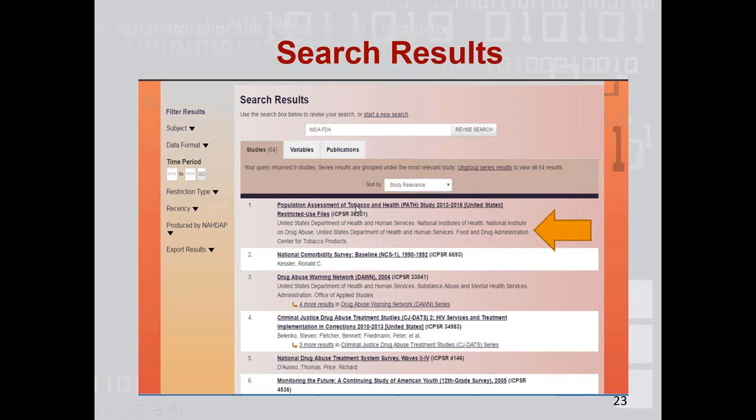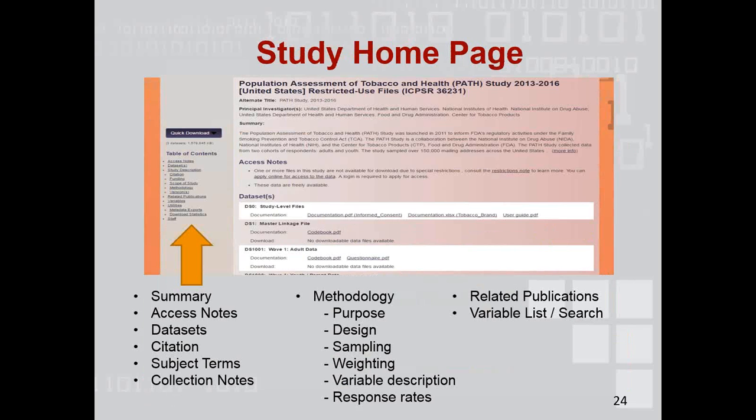Once we have selected the link for the PATH study, that will take us to the study homepage. We strongly encourage users to thoroughly read all of the available information on the study homepage. Each study homepage in the NADAP archive will have the same general format. Some studies have more information in some of these sections, such as collection notes, sampling, or variable description. The PATH study is one of these studies. It has a very comprehensive study description. You may use the links on the left-hand side to navigate up and down the page between the various sections.